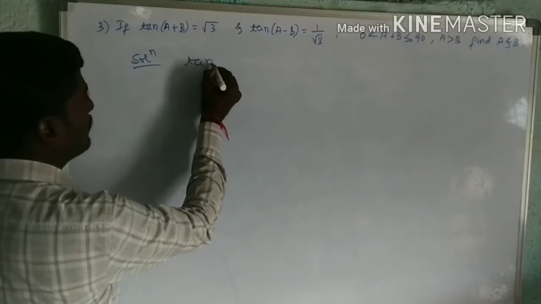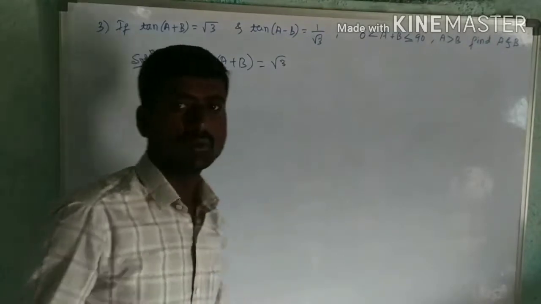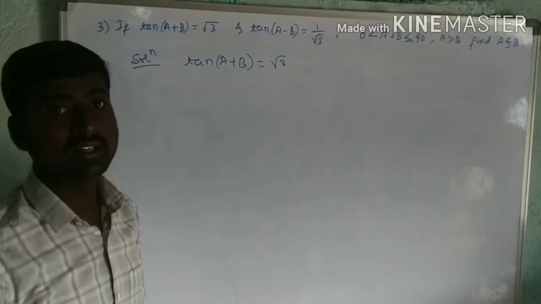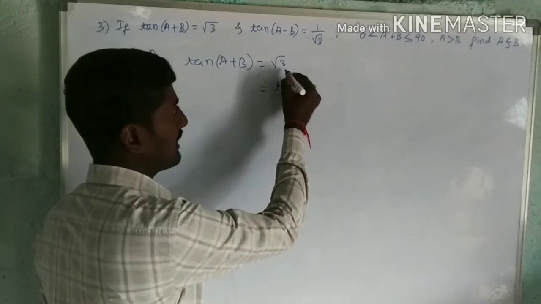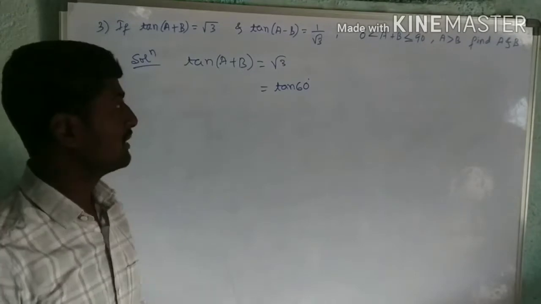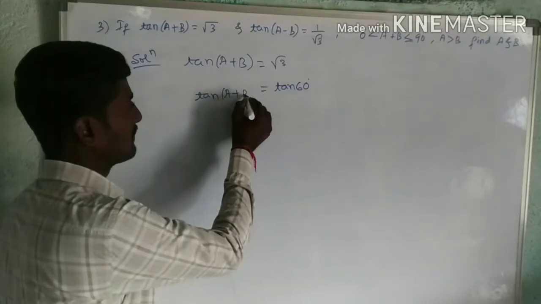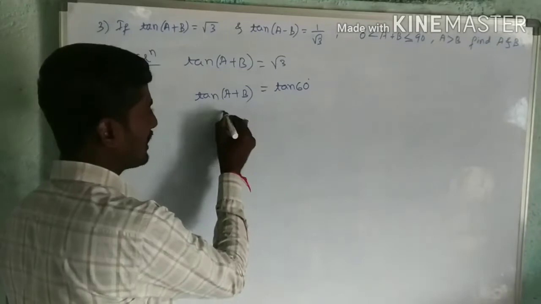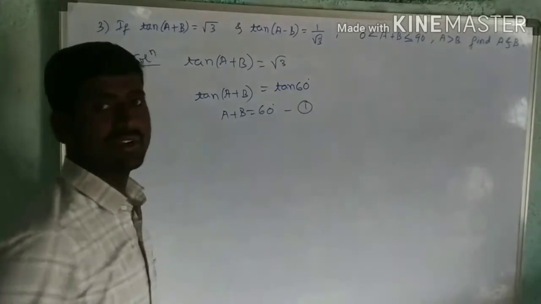Tan of a plus b is equal to root 3. Now the left side has a tan function, so to convert the right side also in terms of tan, I can write root 3 as tan 60 degrees. Tan 60 degrees is nothing but root 3. Now both sides have the tan function, so they will get cancelled and the remaining angles must be equal. That is a plus b is equal to 60 degrees. I will take this as the first equation.